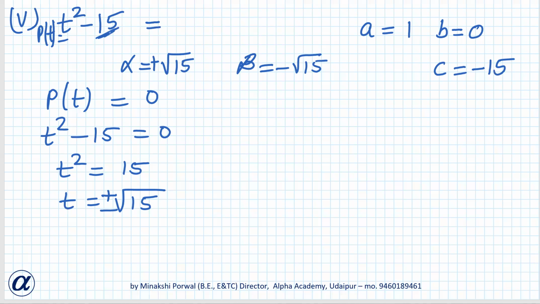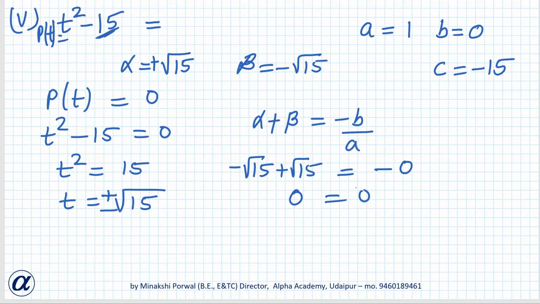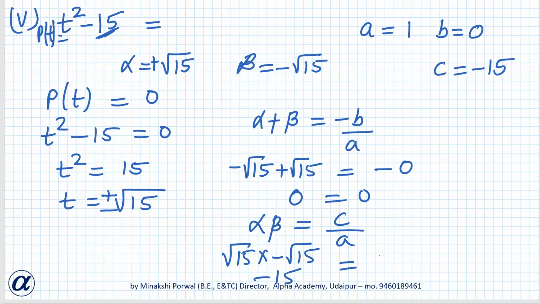Okay. So alpha plus beta equals minus b by a. So alpha plus beta, that means minus root 15 plus root 15, so it is 0. And minus of b is already 0. So 0 equals 0. This is verified. And alpha into beta equals c by a. So alpha into beta, that is root 15 into minus root 15, so it is minus 15. And c is minus 15 by 1. So this is verified. Okay.